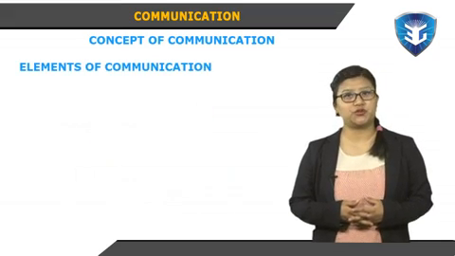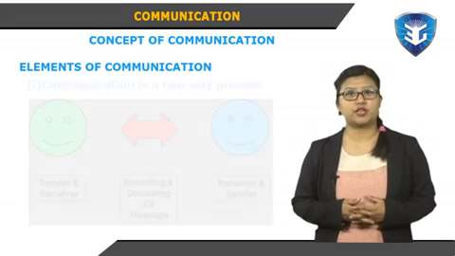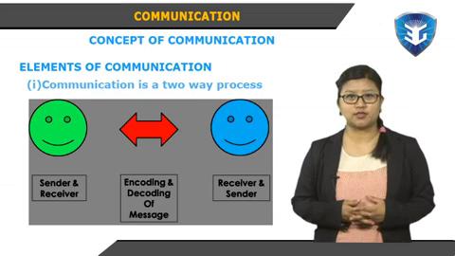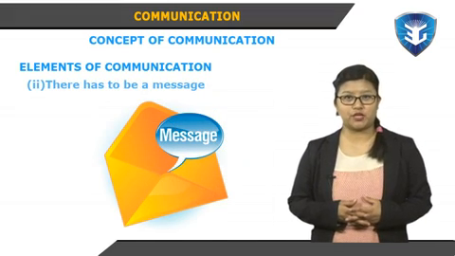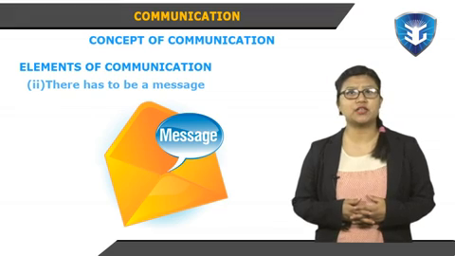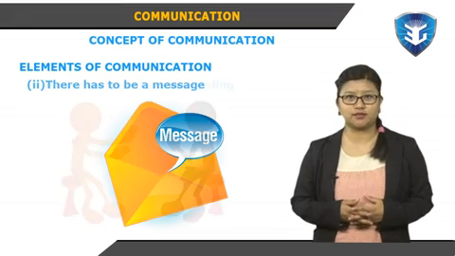The elements of communication. The key elements of communication are: communication is a two-way process. It involves a sender and a receiver. The sender or the receiver can be an individual or a group. There has to be a message. The message can be information, a directive, an inquiry, a feeling, an opinion, an idea, or any other.